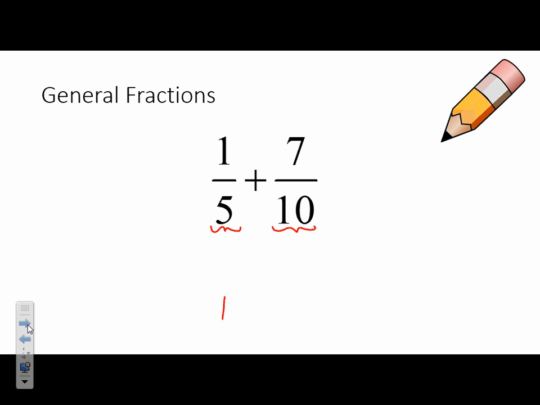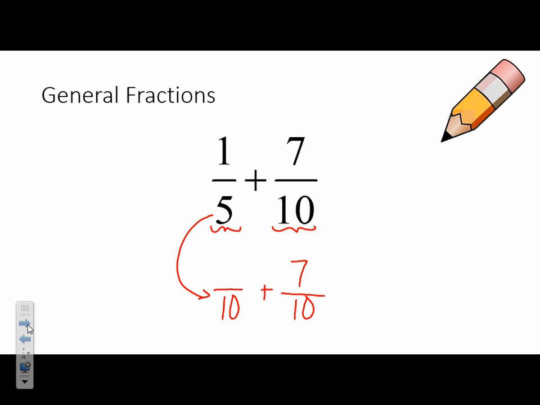Well, we could turn the 5 into a 10 pretty easily, and then they would match. Now, how would we do that? How would we turn a 5 into a 10? Well, I'm hoping you're thinking you just multiply by 2, right?